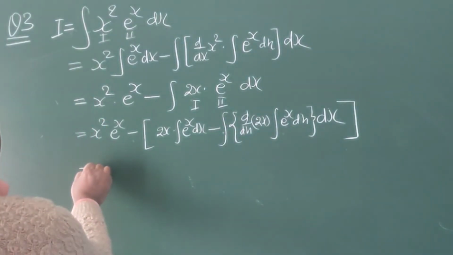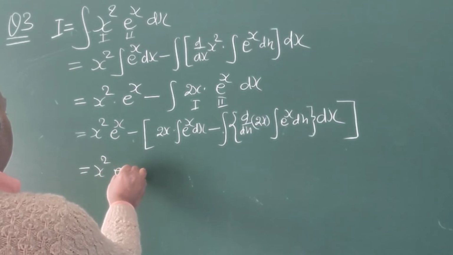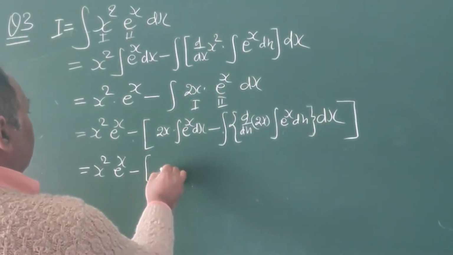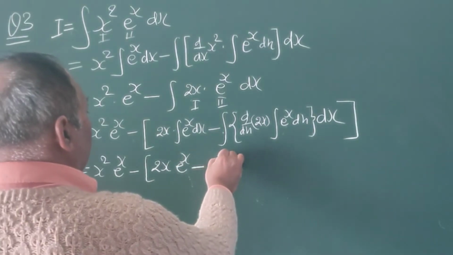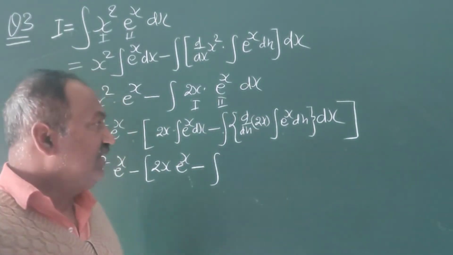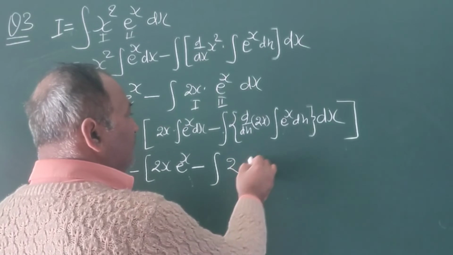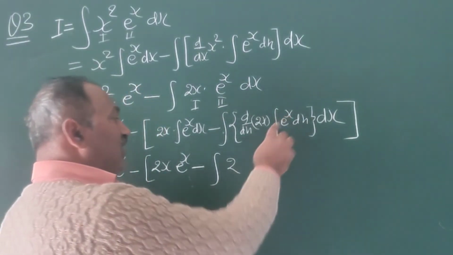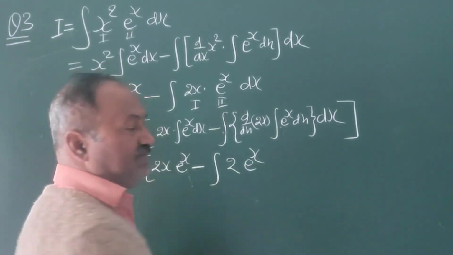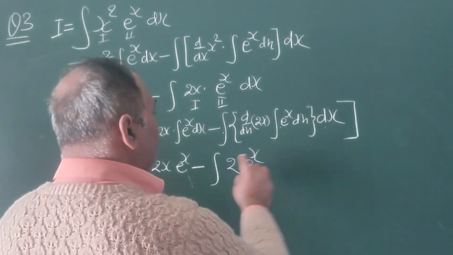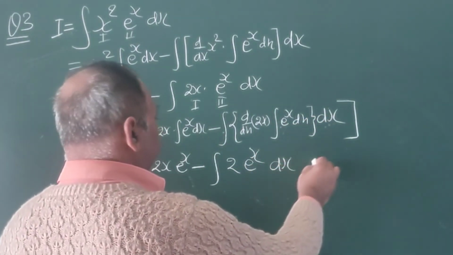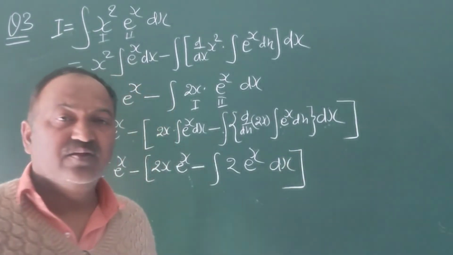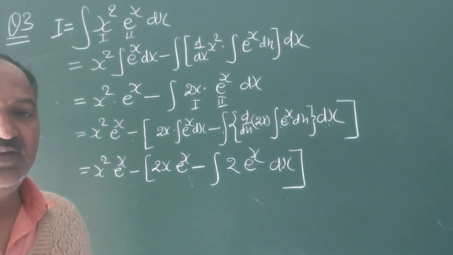Now it becomes x square e raised to power x minus 2x as it is e raised to power x minus integration of derivative of 2x is 2 and integration of e raised to power x is e raised to power x, and this is integration sign and then it is dx and closed the bracket.